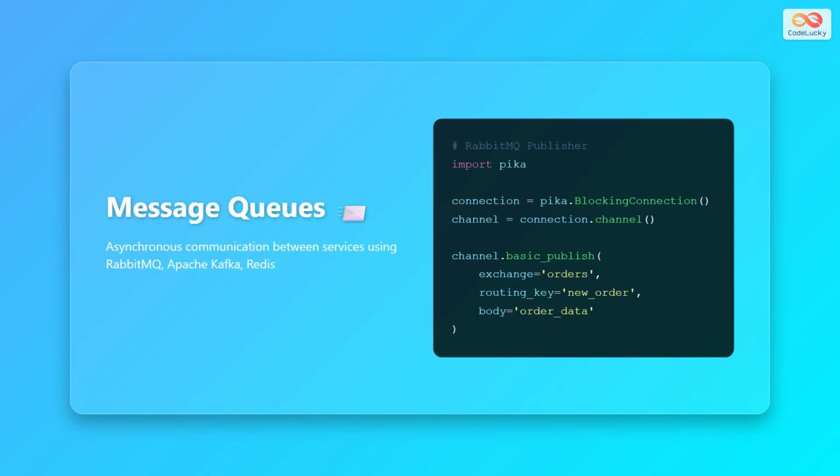Message queues enable asynchronous communication between services. Technologies like RabbitMQ, Apache Kafka, and Redis allow microservices to exchange messages without needing to directly interact with each other, improving system resilience and scalability. Here's a RabbitMQ publisher code, where a message is published to the orders exchange with the routing key new_order.